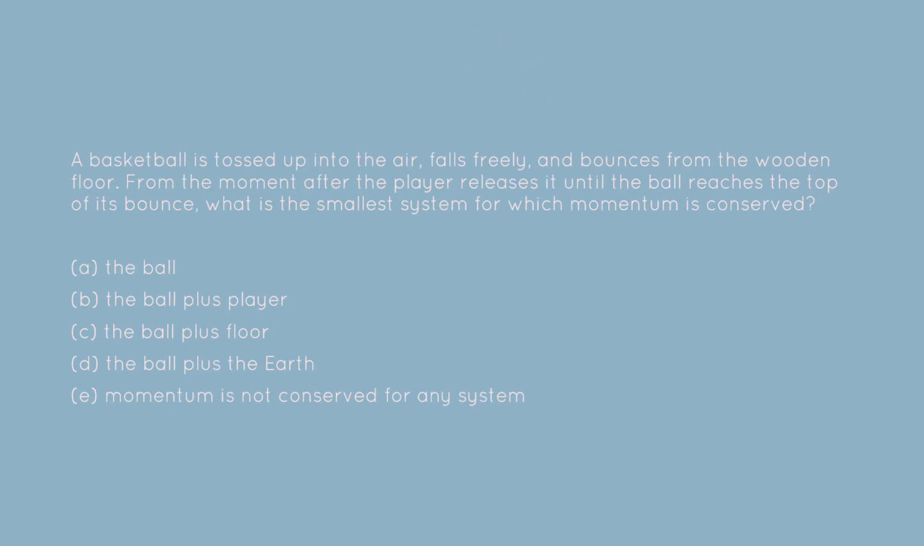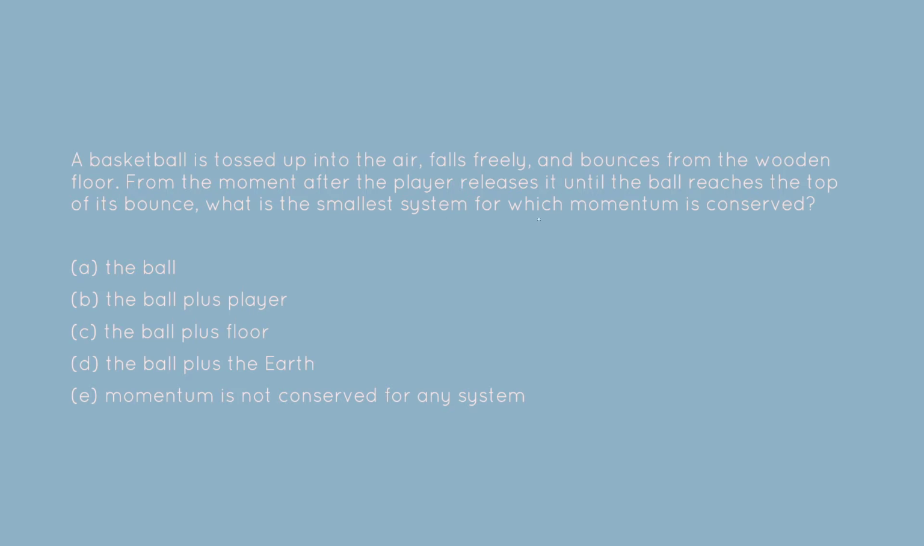So next we have another question. A basketball is tossed up into the air, falls freely, and bounces from the wooden floor. From the moment after the player releases it until the ball reaches the top of its bounce, what is the smallest system for which momentum is conserved?